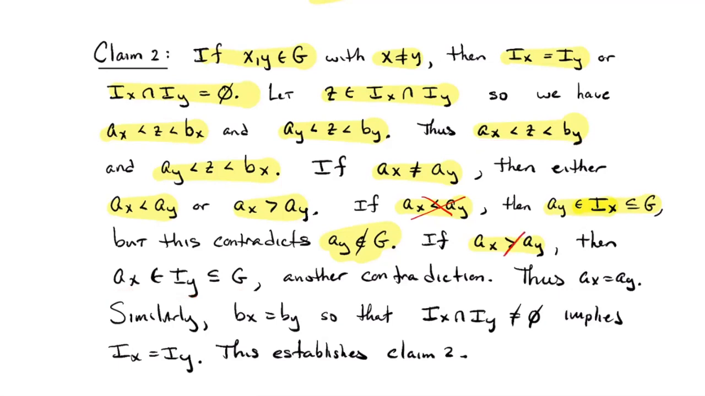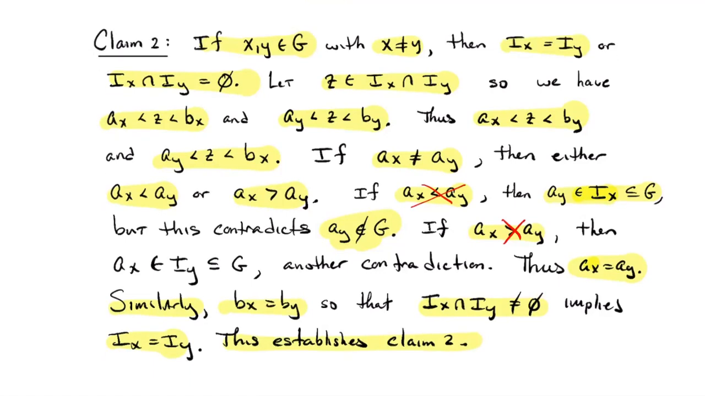So those two inequalities lead to contradictions. So it must be the case that a sub x is equal to a sub y. They have to be the same. One of them can't be less than the other or vice versa. Stop the video and soak it in. And if you want to test yourself, see if you can walk through the details in a similar way, you can prove that b sub x is b sub y. So what we've shown is that if the intersection of those two intervals isn't empty, they're equal. And that's claim 2.